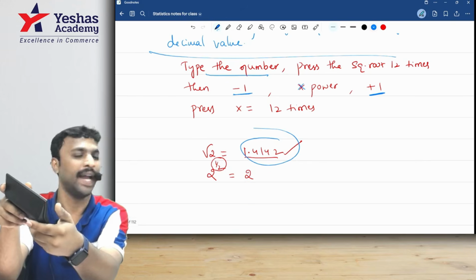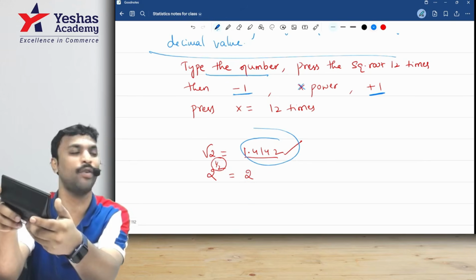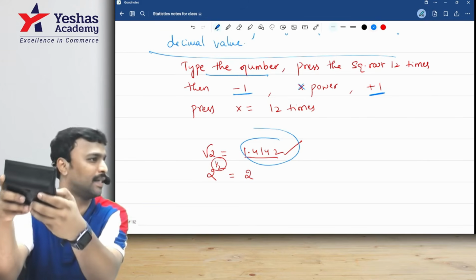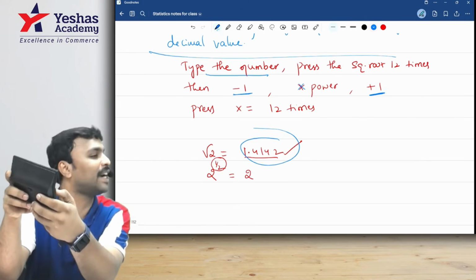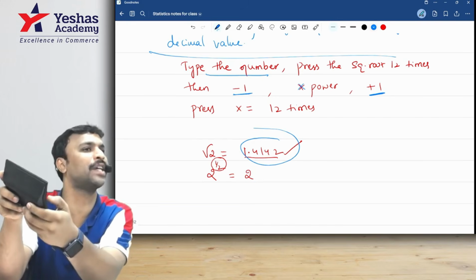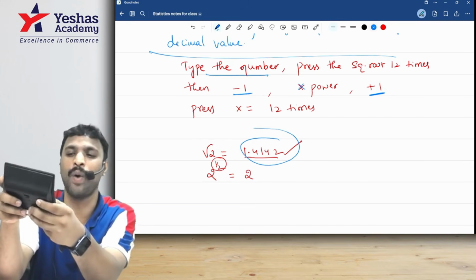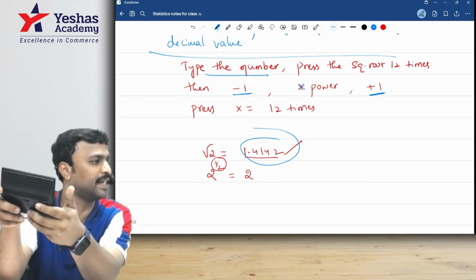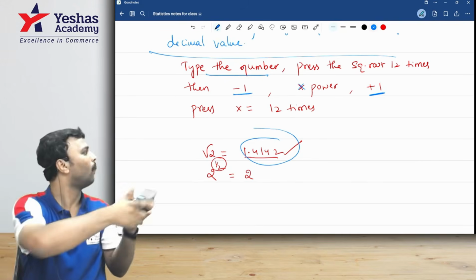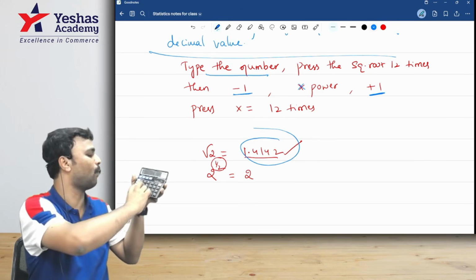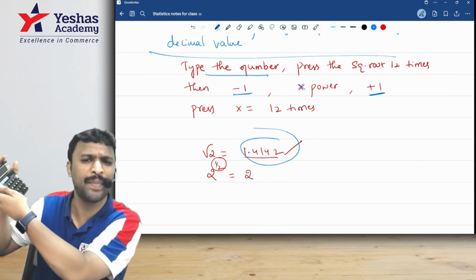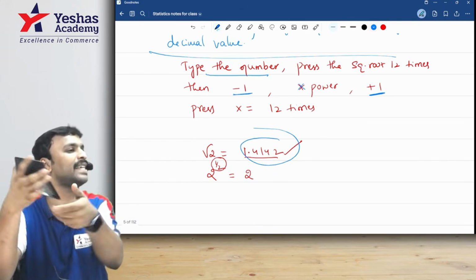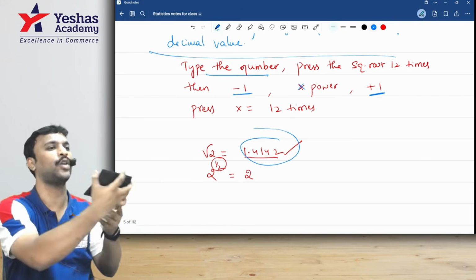Done now? It is showing 1.000169. Do what now? Minus 1. Done. Look at the procedure. Into. What is the power? 1 by 2, 1 divided by 2. Type 1, press the divide button, type 2. Done. What next? Plus 1. Done. You need not press equal to, guys, it will take care of it. Now, the last thing is into equal 12 times.